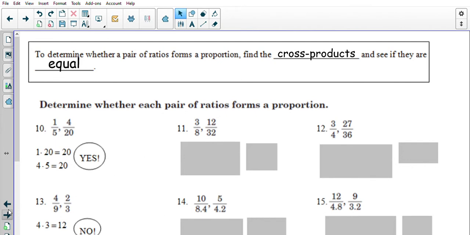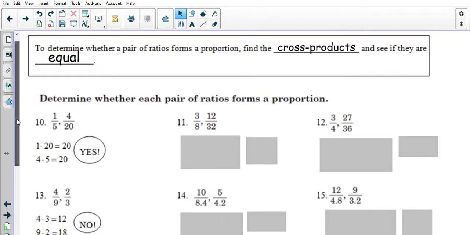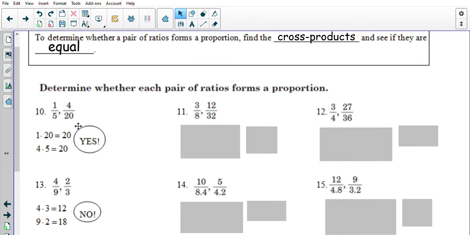So it says determine whether each pair of ratios forms a proportion. So I have 1/5 and 4/20. I want to see if those are equal. So guess what I do? I take 1 times 20 and 5 times 4. Both products give me 20. So yes, they do form a proportion.